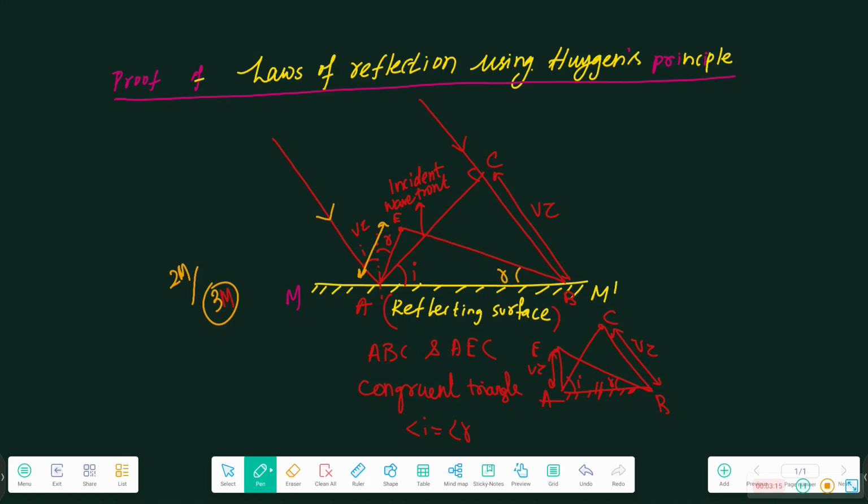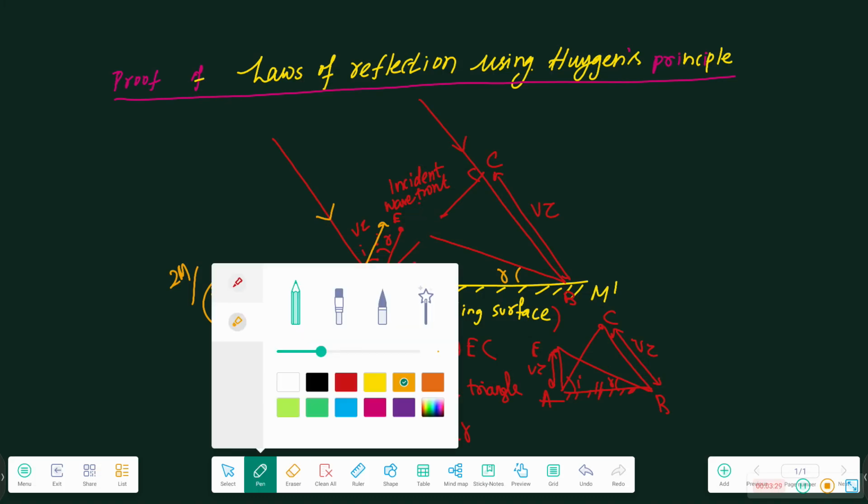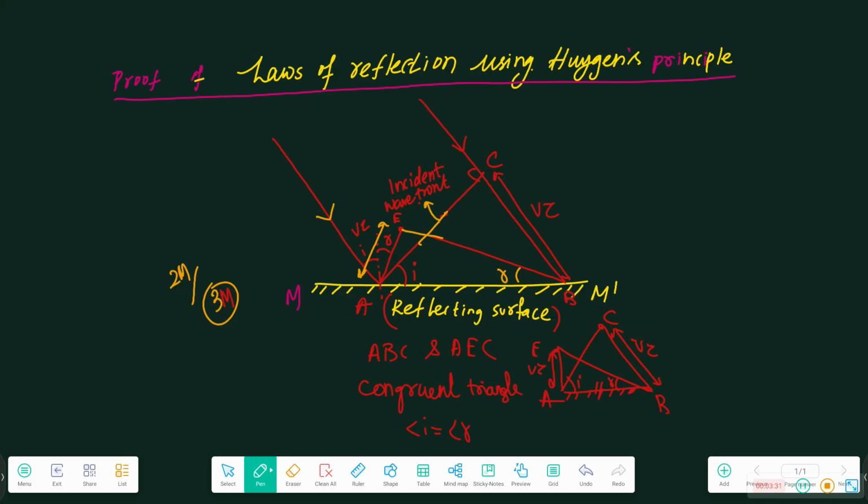So the 2 triangles we consider there. This is the incident wavefront. These are incident wavefronts. This one you can tell is the reflected wavefront. That is the derivation. 2 triangles you have to take, and prove that the 2 triangles are congruent. If congruent, then I equals R. That's it. The reflection part is over.